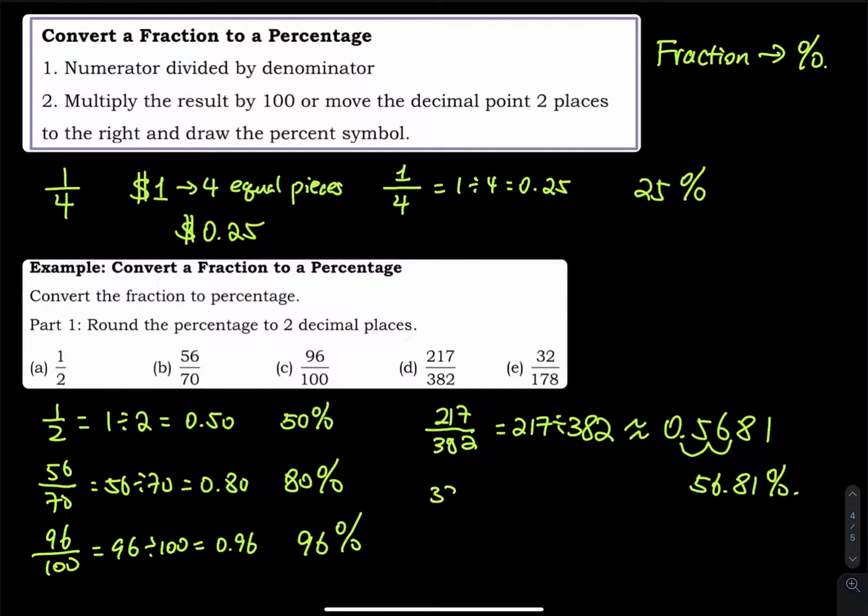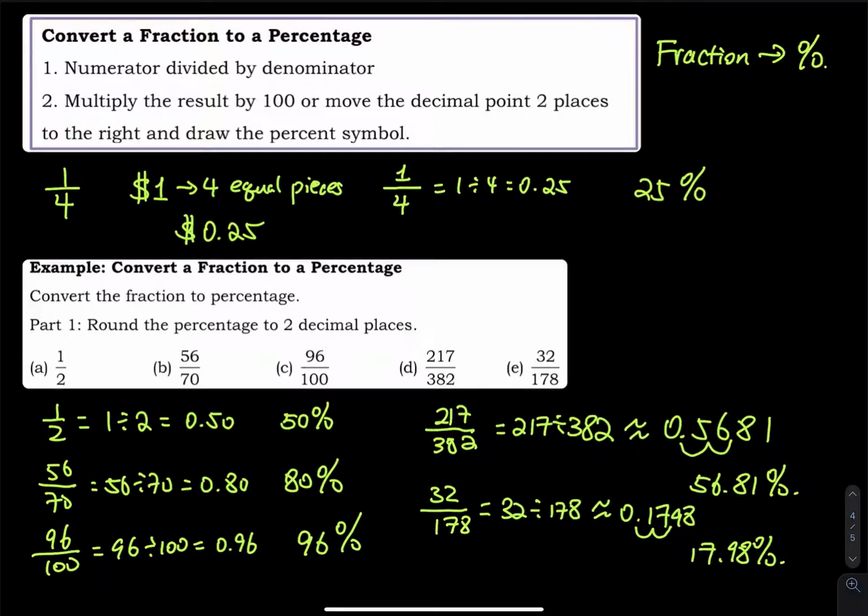And then the last one is 32 divided by 178. That is not divisible as well. Divided by 178, so I will just keep 4 decimal places on the decimal. 0.17977, right? So I will write 0.1798 instead of 977, and then you move the decimal point 2 steps. You have 17.98%. So that's how you answer these 5 questions.